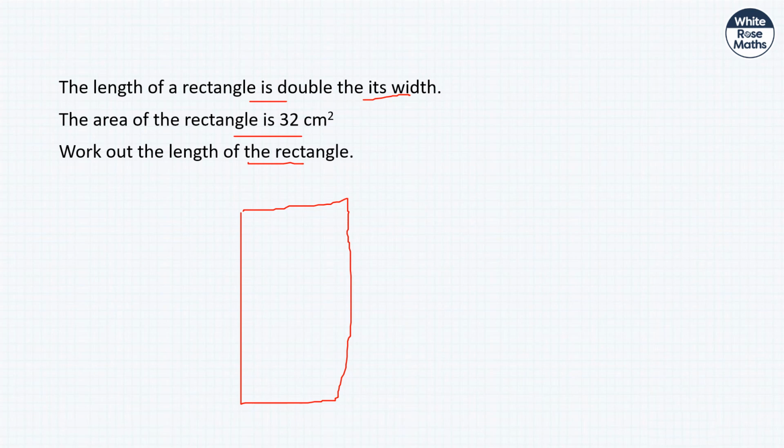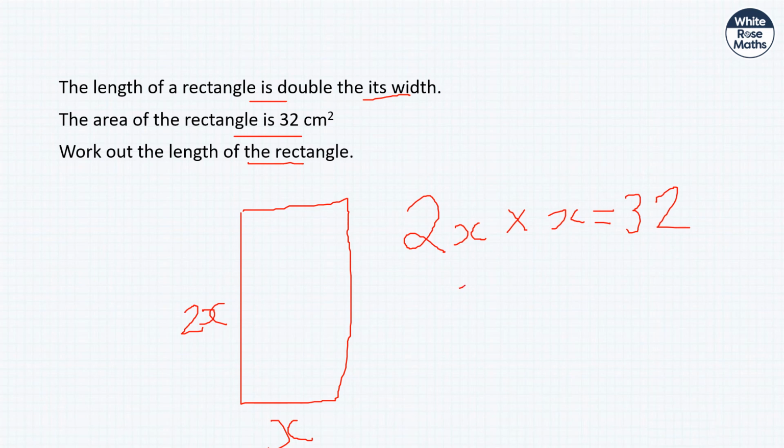So I'll call the width x, and the length I'll call 2x, because it's double the width. The area of a rectangle is length times width, or base times height. 2x times x has to equal 32. So I have 2x squared is equal to 32.